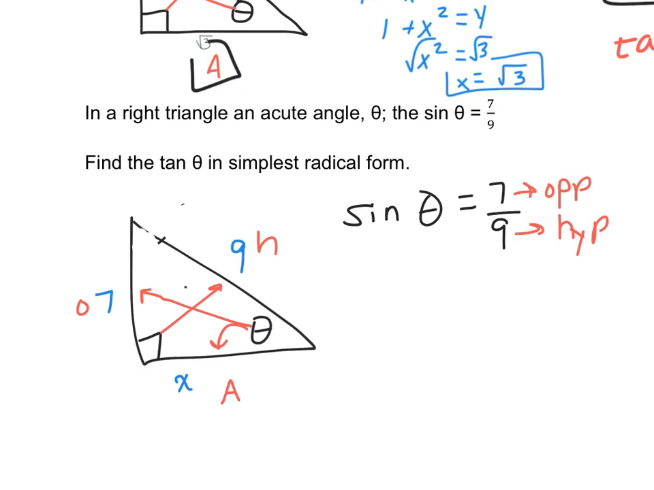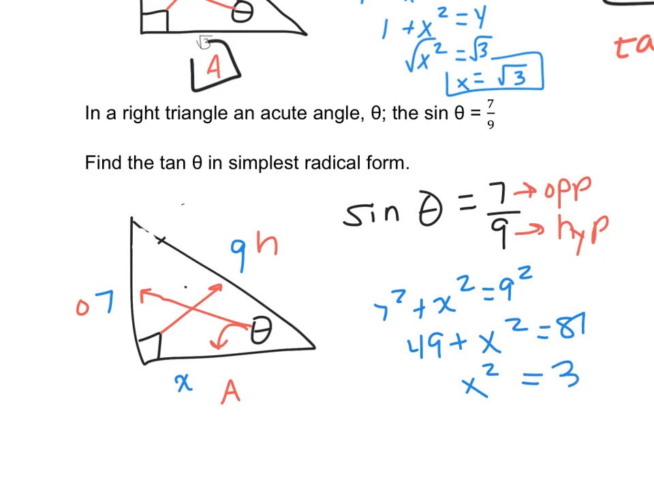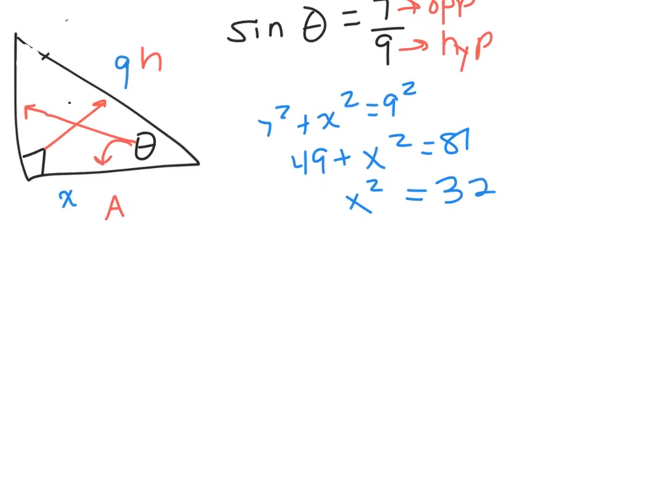So I get 7 squared plus x squared equals 9 squared. 49 plus x squared equals 81. Subtract a 49 and I get x squared equals 32. Thing is, we need to be able to get this in simplest radical form. So take the square root, I get x equals.